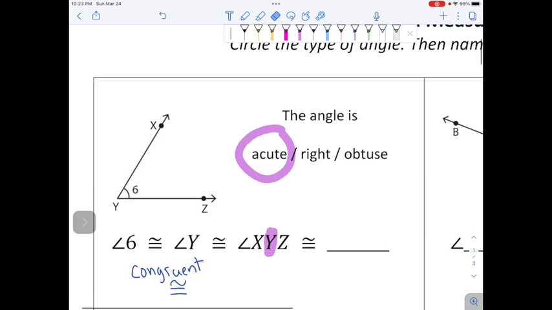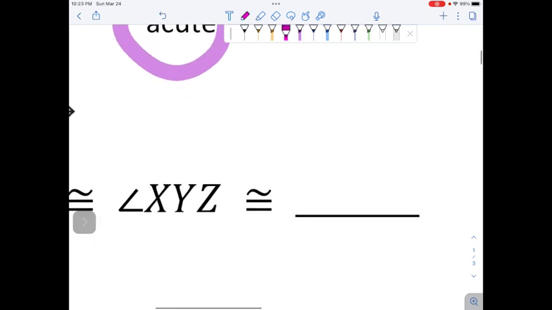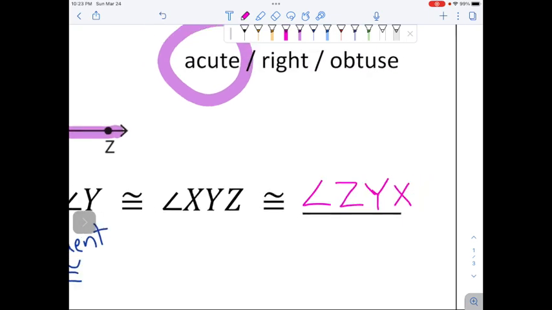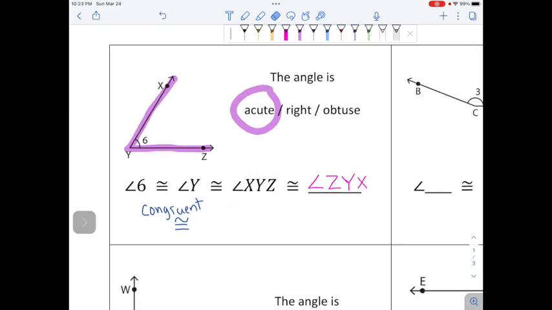The 4th way is to use the same dots, but do them in the opposite direction. Start at Z, trace to Y, and then up to X. So we'll call that angle, whoa, that is way bigger than I thought it was going to be. Angle ZYX. So we need all 4 ways in each box. So we'll have angle with a number, we'll have angle with a letter, and then we'll have angle with 3 letters. That's what I'm looking for in all of these boxes.